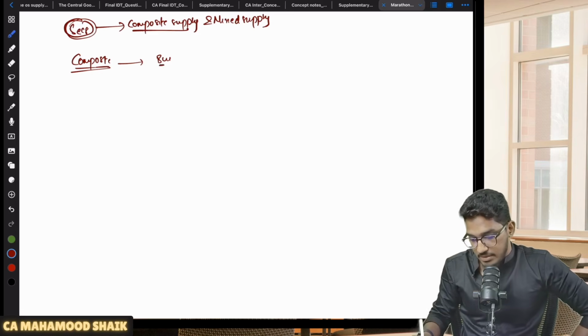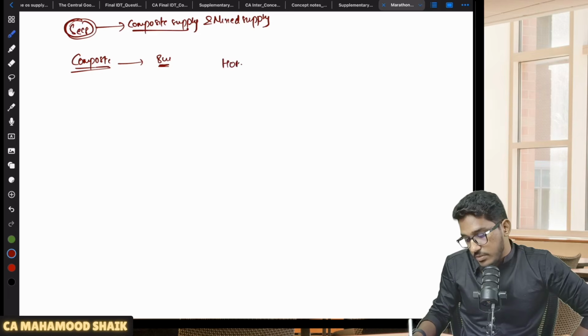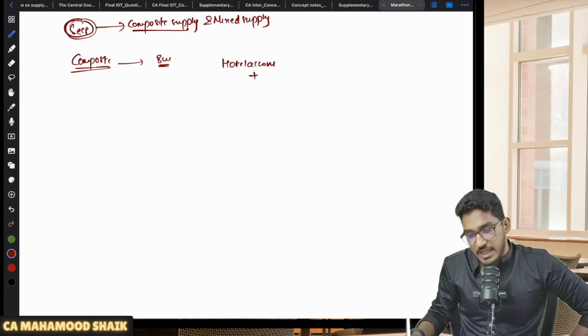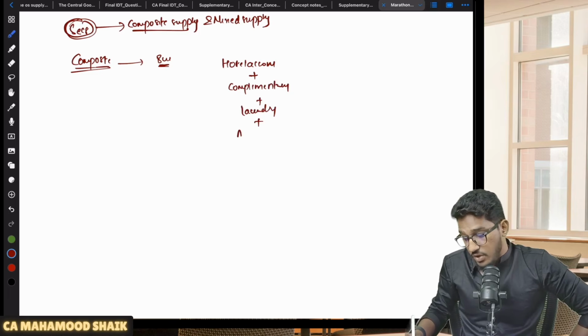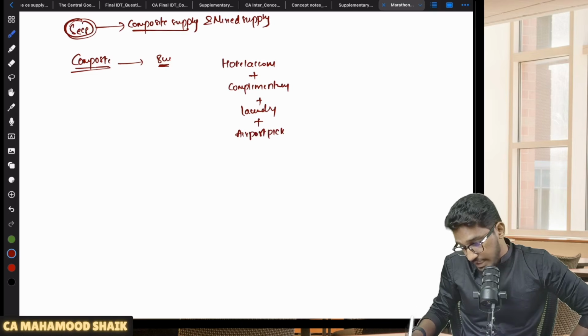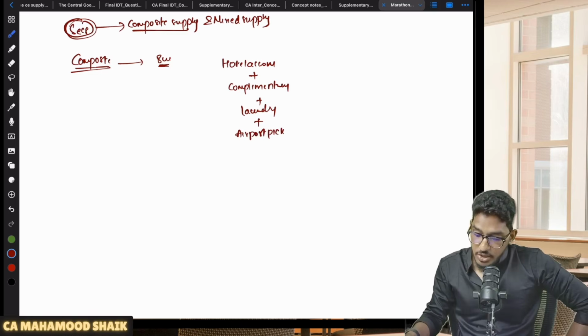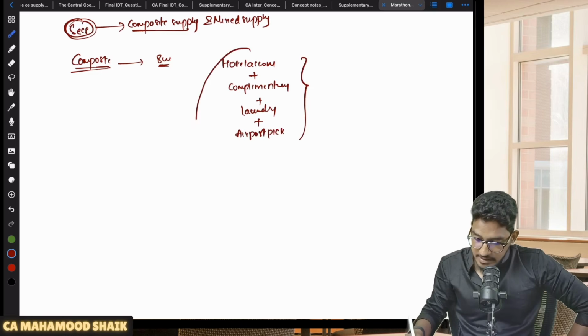Let me give you one example. You go and take hotel accommodation. You go and stay in a hotel. Now, along with that hotel stay, they provide various other services. Let us say, for example, complimentary breakfast will be there. Along with that, they will also provide laundry services. Along with that, they will also provide airport pickup and drop. So this bundle of services is getting offered to you.